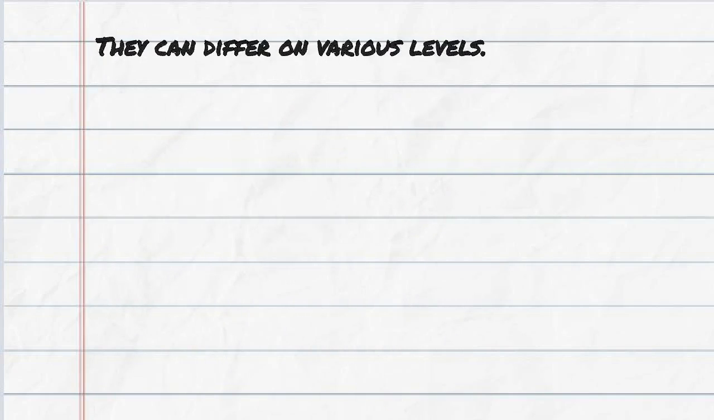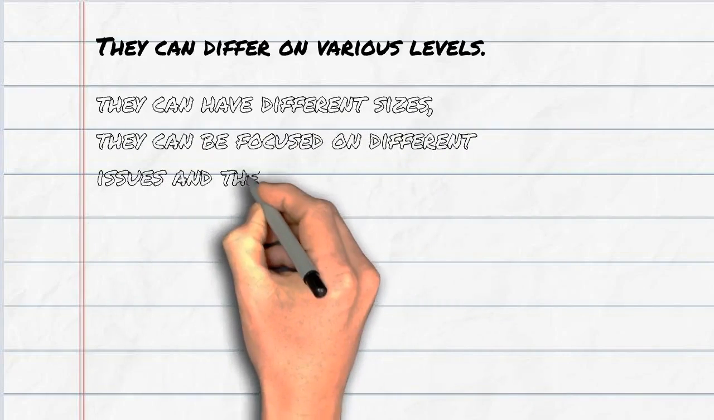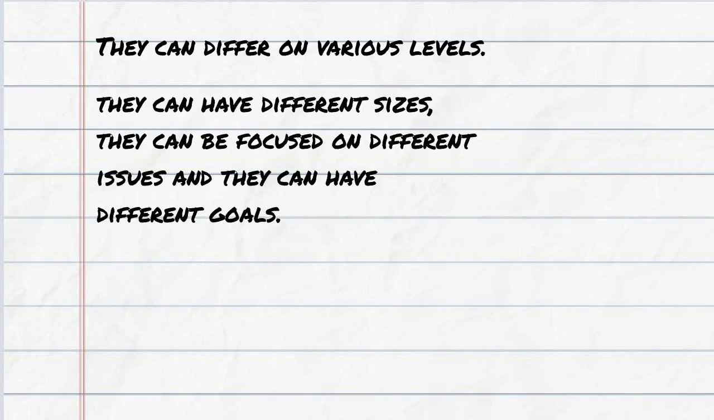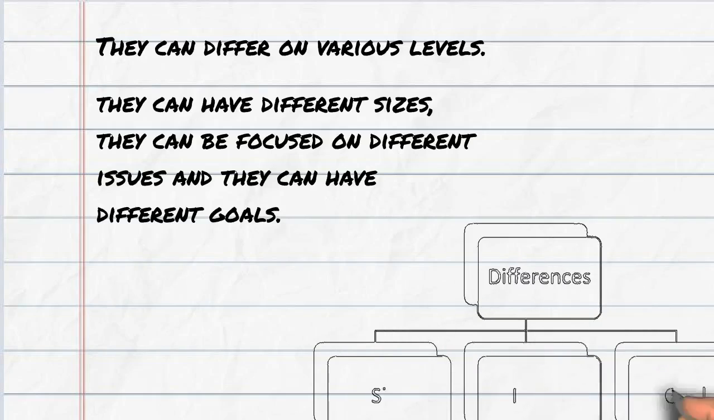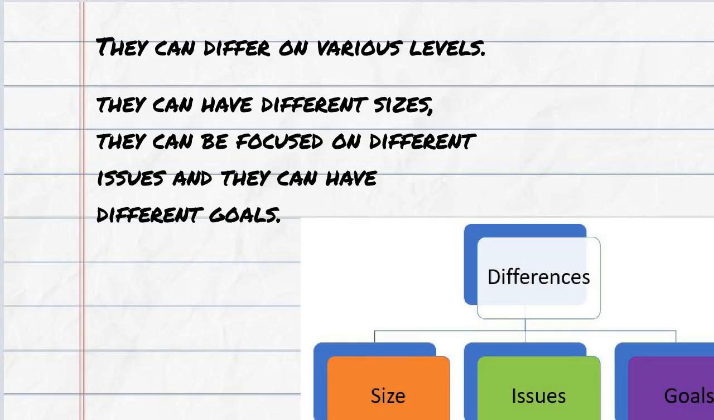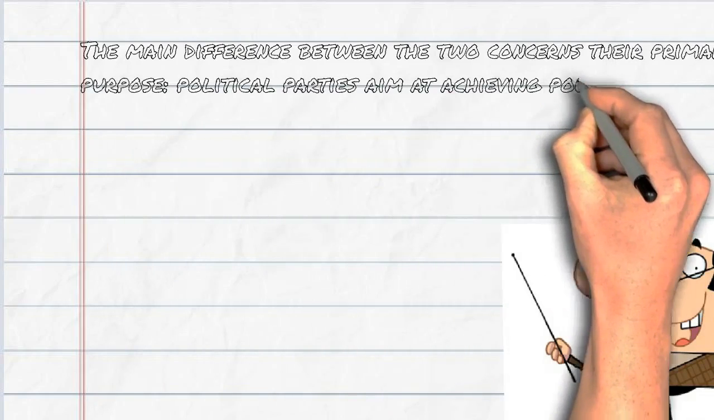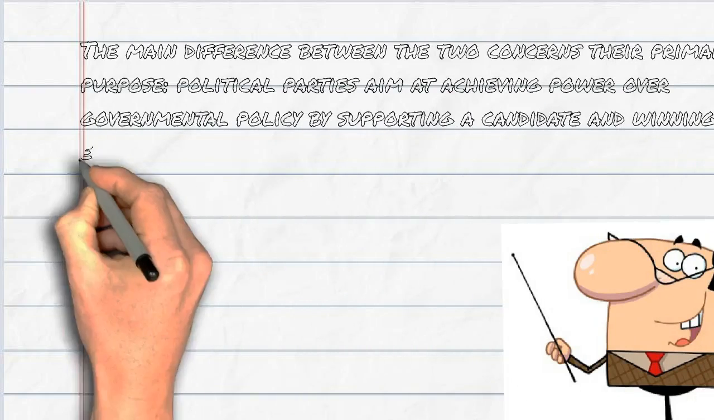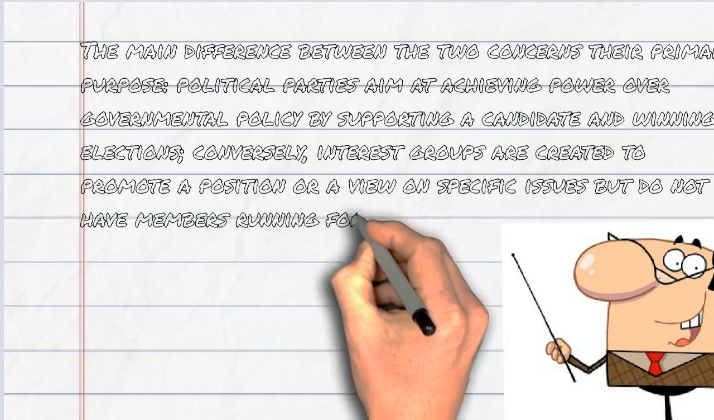They can differ on various levels. They can have different sizes, they can be focused on different issues, and they can have different goals. The main difference between the two concerns their primary purpose. Political parties aim to achieve power over governmental policy by supporting a candidate and winning elections.